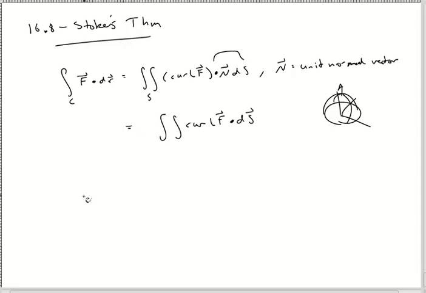Okay. So let's get started on Stokes' theorem. What we're going to be doing is trying to make problems easier. That's the goal. Either we go from here to there, or we go from there to here. Either way, whatever makes it easier.